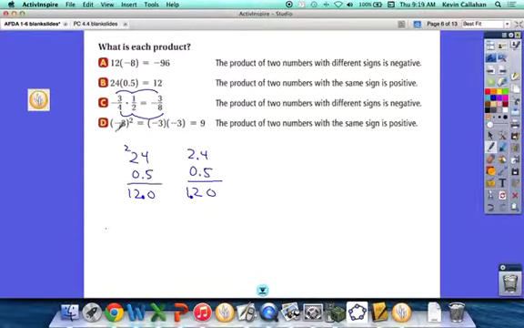And again, here's a square. Negative 3 squared is negative 3 times negative 3. Whenever you square a number, you get a positive.